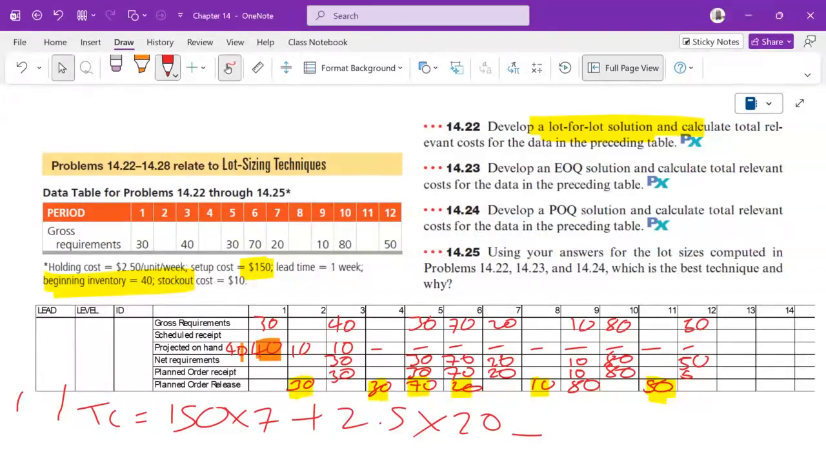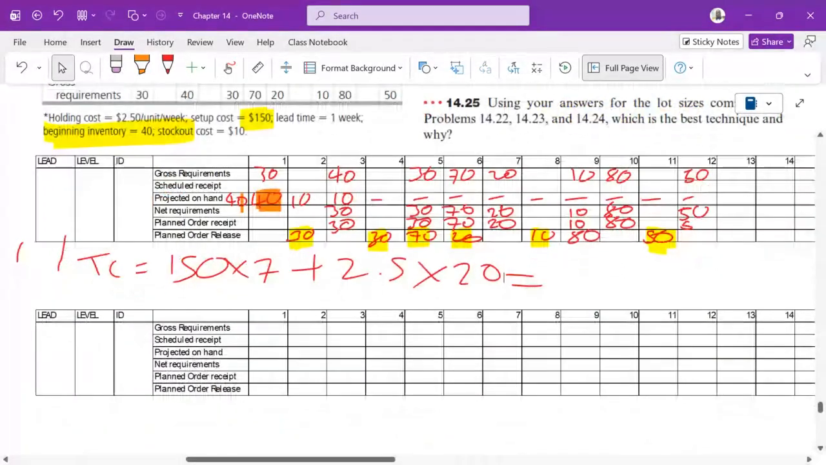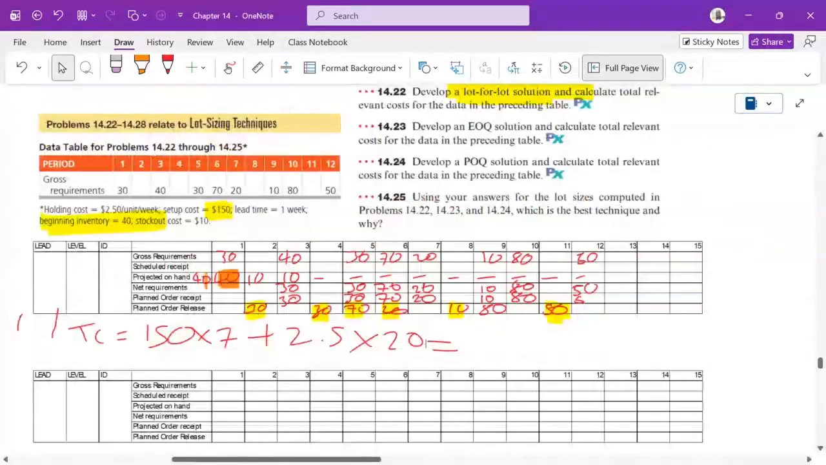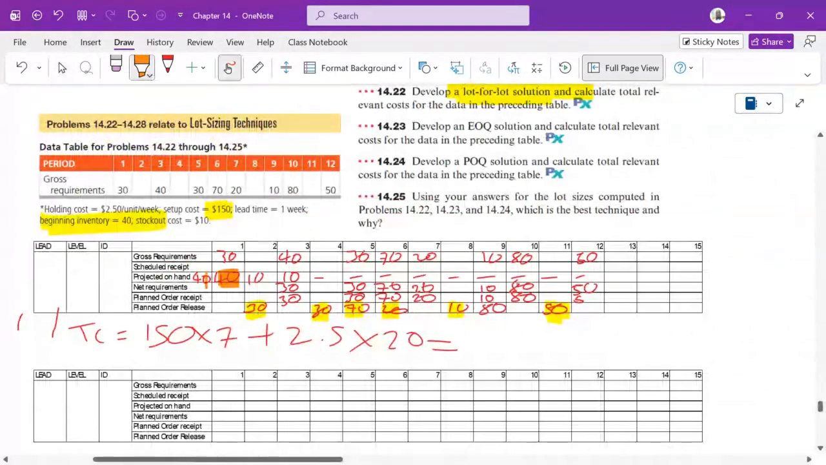Then you find your total there. What's the answer? Then you do the same method, EOQ. You do the very same thing, EOQ. We've done this before. There's nothing new.